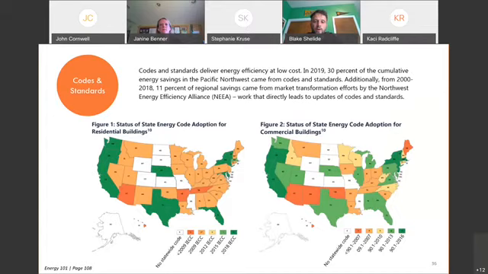So in summary, Oregon continues to be a national leader in both codes and standards, and ODOE will continue to work with stakeholders to evaluate opportunities in these arenas to pursue additional energy savings, cost reductions, and greenhouse gas reduction for Oregon consumers.